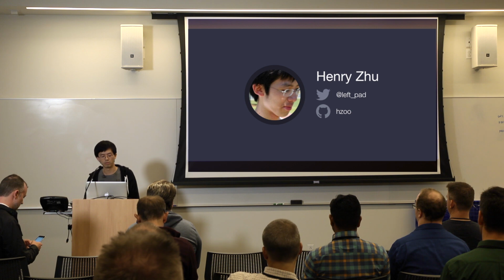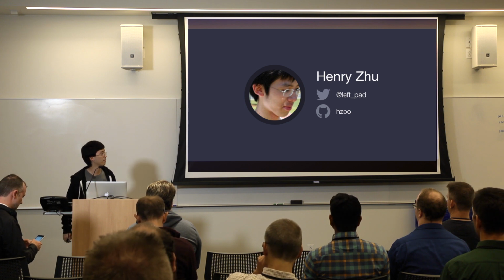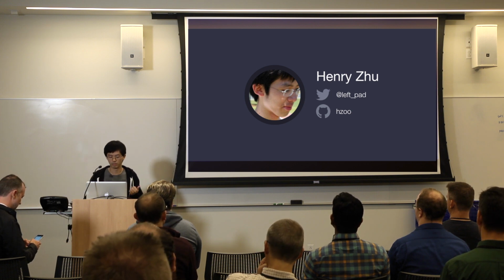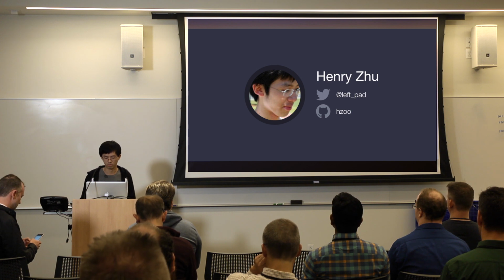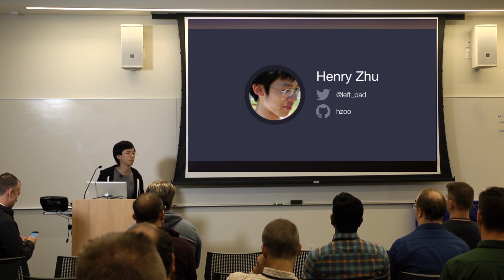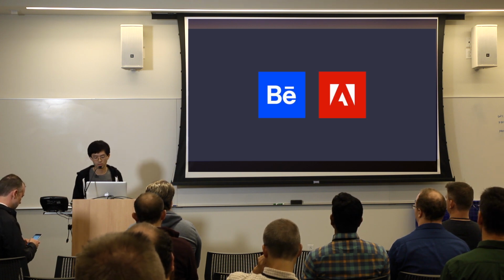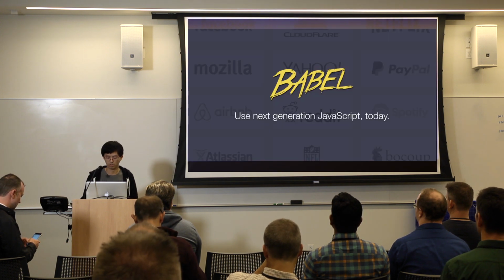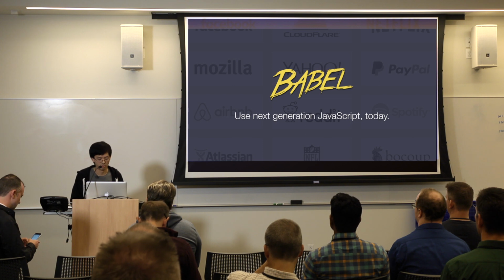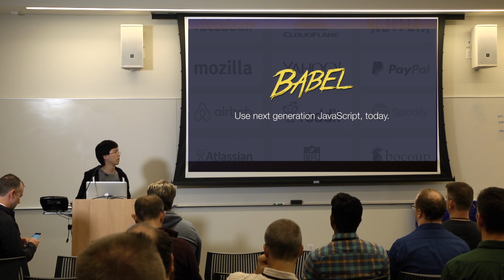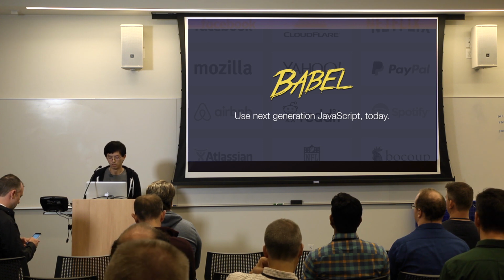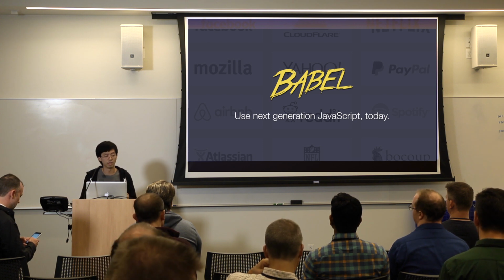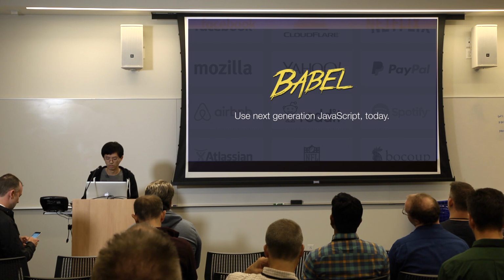I'm Henry Zhu. My Twitter account is leftpad, and my GitHub is hzhu. I work at Behance, at Adobe in New York, and I help maintain Babel. If people don't know, it's a compiler for JavaScript, helps you write ES6 and other features, and moves it down to ES5.